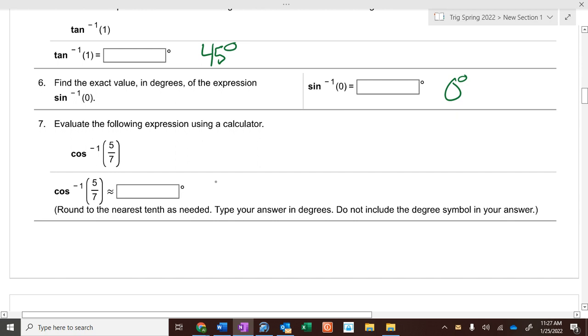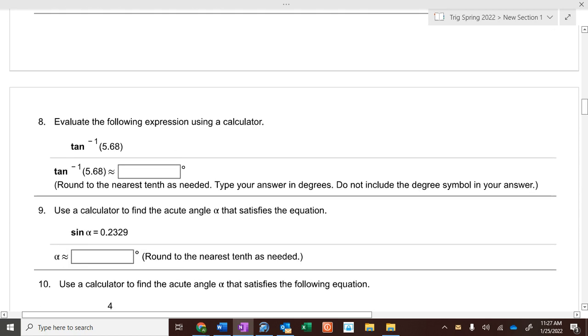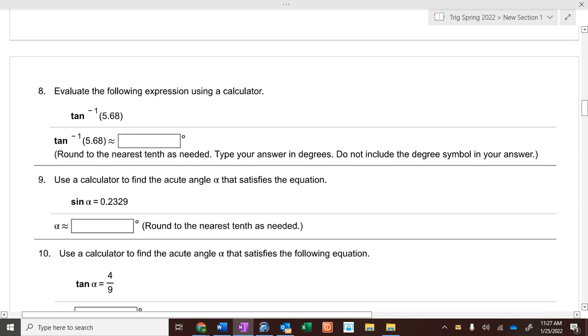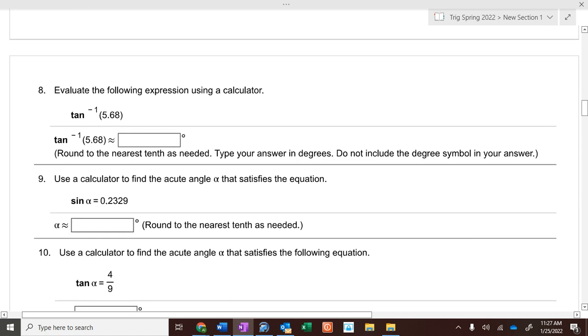44.4 degrees? If you didn't get that answer on your calculator, you might be in radian mode. So you might have to go to mode and change it to degrees. Understand what mode your calculator is in at all times, because sometimes you need to be in radian mode, sometimes you need to be in degree mode. This one, we're still in degrees.